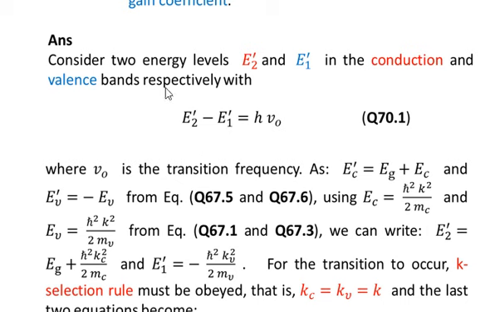The answer is, consider two energy levels E2 prime and E1 prime in the conduction and the valence bands respectively, with E2 prime minus E1 prime equal to h nu naught. So we are considering two levels. E1 prime is the level within the valence band and E2 prime is a level within the conduction band, and we want to move the electron from the level E1 prime to the level E2 prime. The difference of energies between these two levels is given by equation number 1, which is equal to h nu naught, where nu naught is the transition frequency.